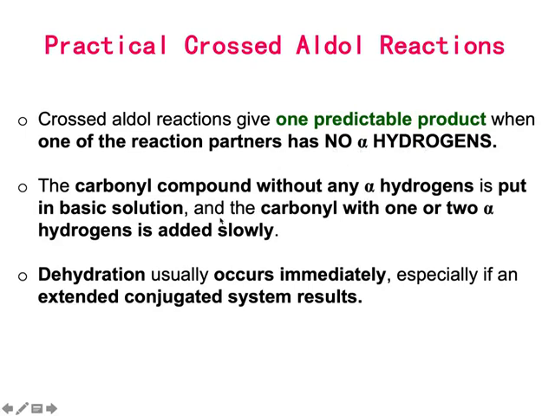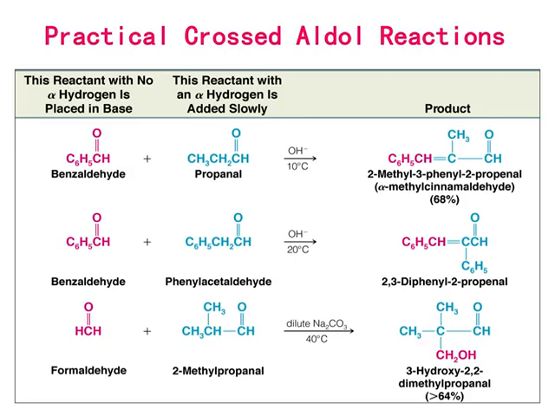Okay, in basic solution, the carbonyl with 1 or 2 alpha hydrogens is added slowly. This one is without hydrogen. The carbonyl without hydrogen is put in basic solution, so what happens? The carbonyl with 1 or 2 alpha hydrogens is added slowly. Dehydration occurs immediately, especially when an extended conjugated system results. So here are some examples.